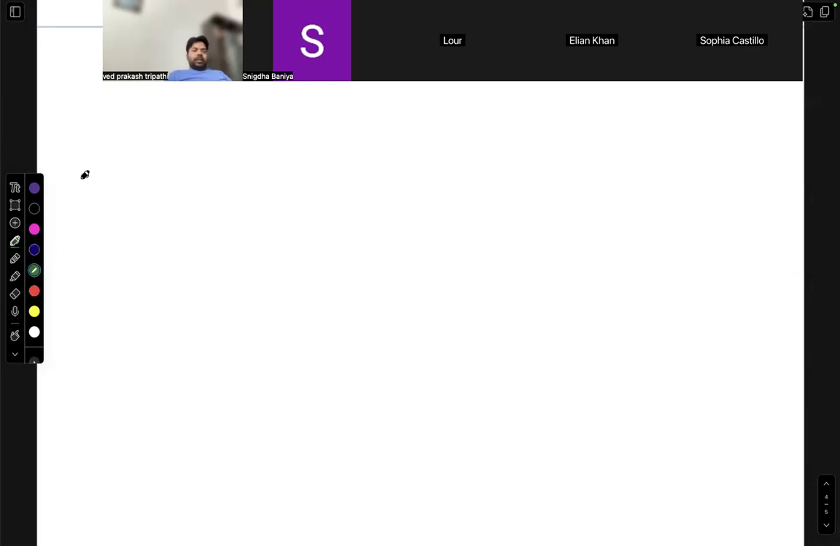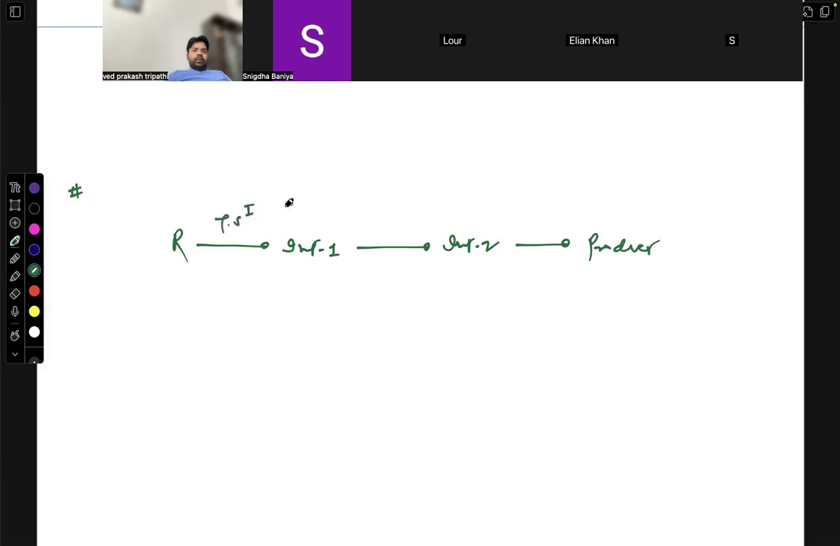Okay, now the second example, the three-step reaction. So reactant, intermediate 1, intermediate 2, then product. This is transition state 1. This is transition state 2. This is transition state 3.